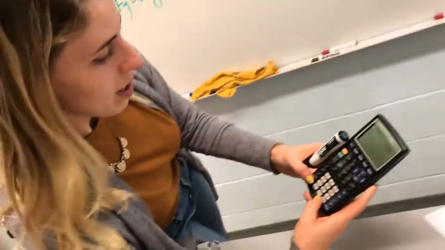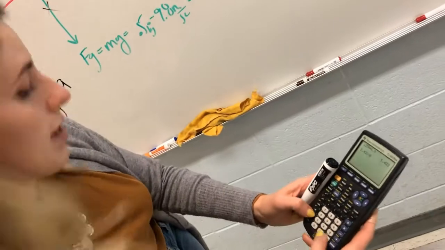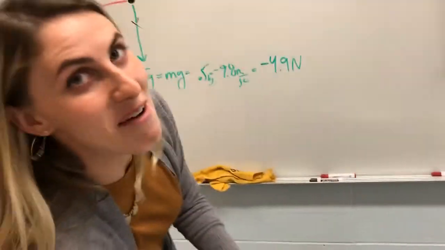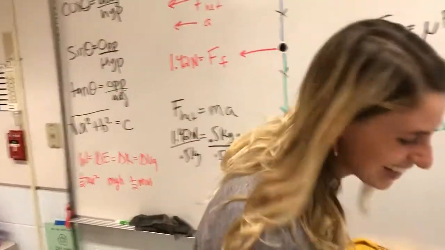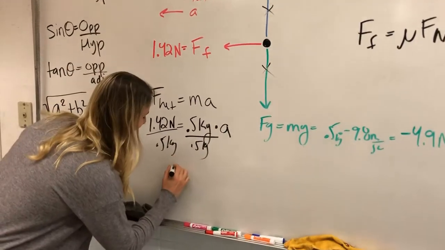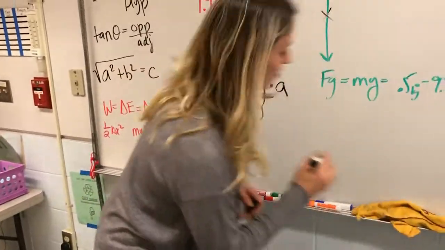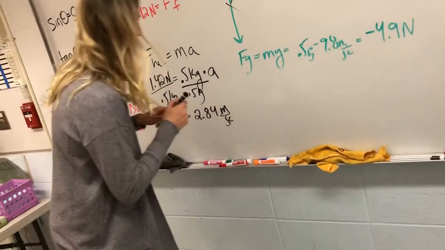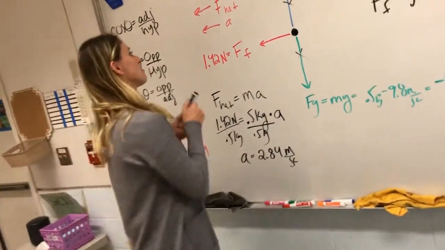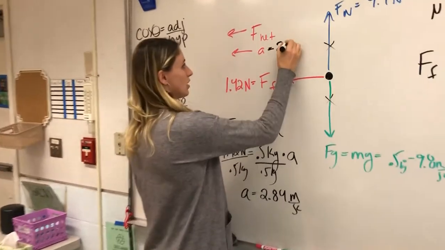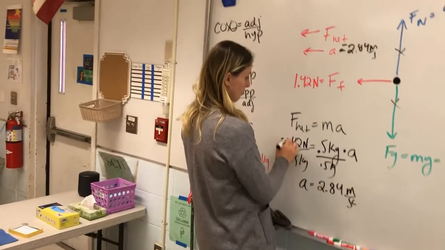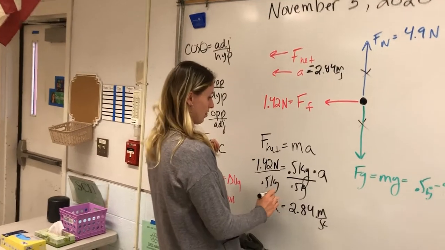The human calculator. 1.42 divided by 0.5. It's 2.84. The human calculator fails again. So acceleration equals 2.84. Notice that Ms. Moore went to the calculator wisely. Okay, so that means our acceleration this way is 2.84 meters per second squared, but it's negative. That's because of my force of friction, my net force is negative. I just forgot to put it there.